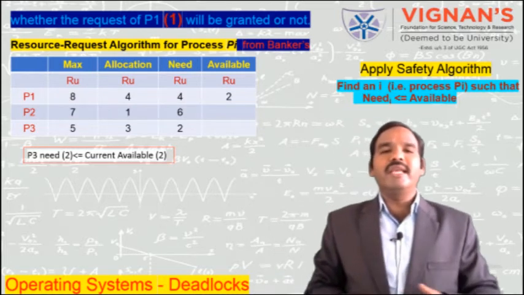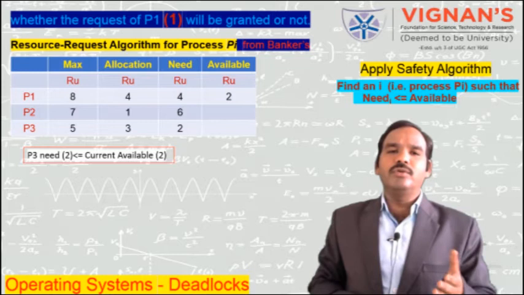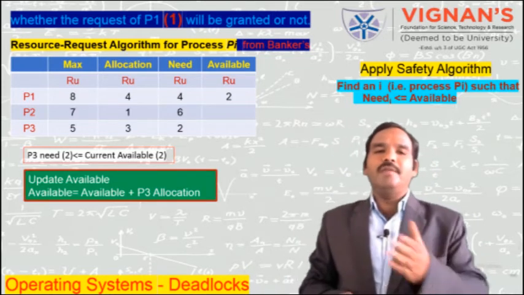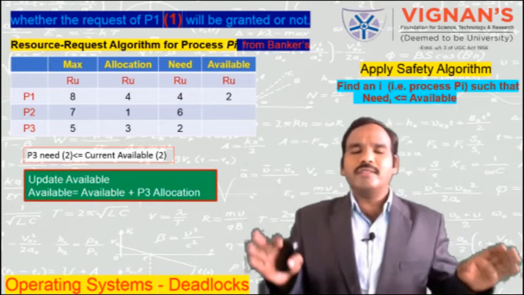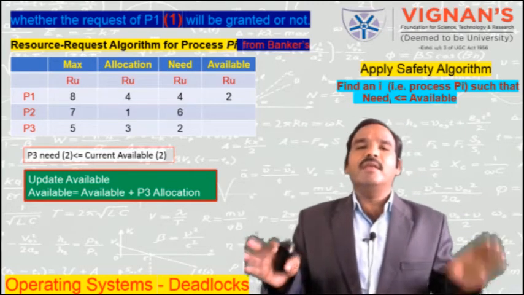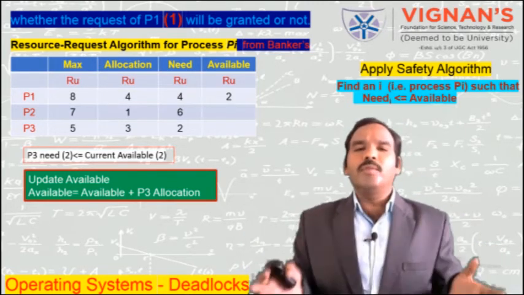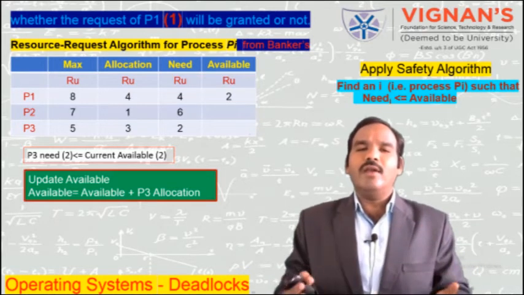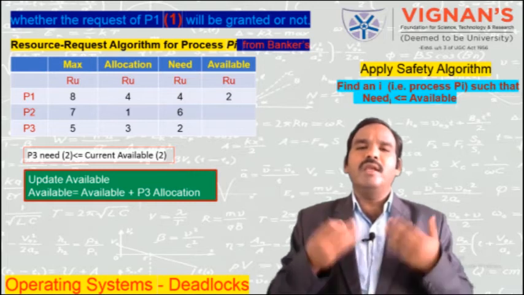And what is the P3 need? P3 need is 2. So 2 less than or equal to 2 is true. Then update the available. If no process satisfies this condition, simply we say that the system is going to fall into the deadlock. This state may lead to a deadlock.